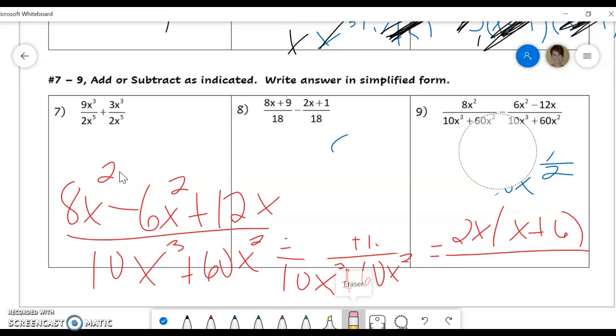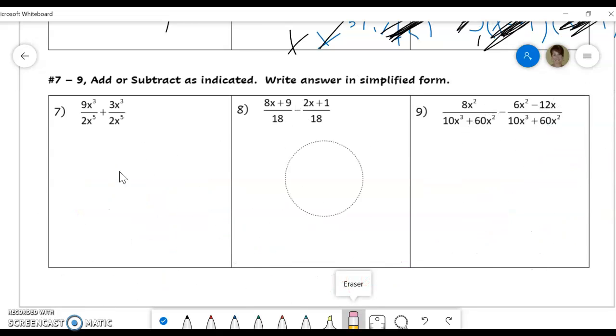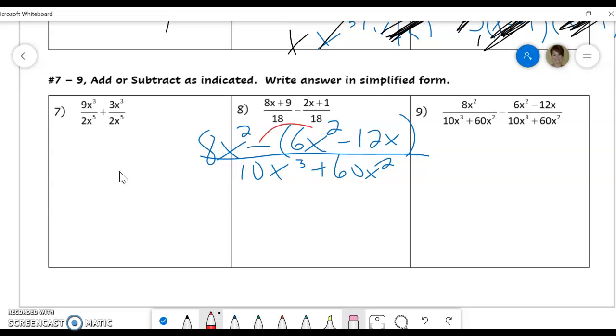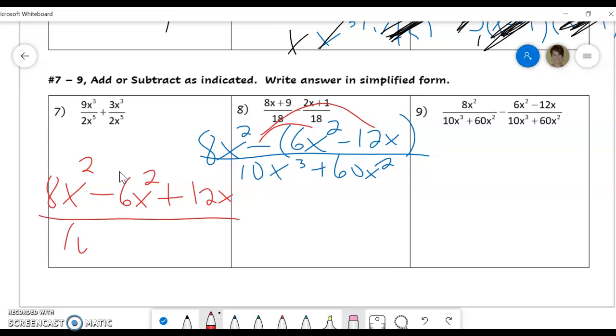So the last problem, you just want to be really careful. I'm going to use a lot of space here just to kind of make sure. So I'm going to subtract 6x squared minus 12x. When you do this problem, please make sure that you are distributing that negative. So we're going to subtract 6x squared, and we're going to subtract a negative. So we have 8x squared minus 6x squared plus 12x all over our original denominator that was the same in both fractions.